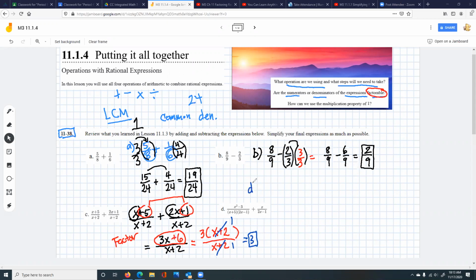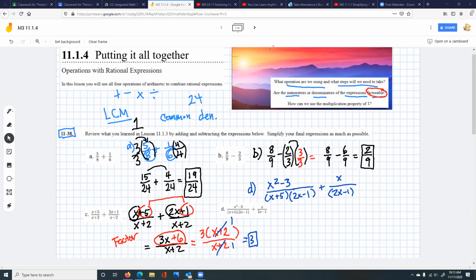Okay, let's go to D here. D says x squared minus 3 all over x plus 5 times 2x minus 1, plus x over 2x minus 1. I'm going to put parentheses around that. Notice they don't have a common denominator. These denominators are not exactly the same. They're very close. They do have a common factor, so that's good. But I need to make this fraction into this fraction.